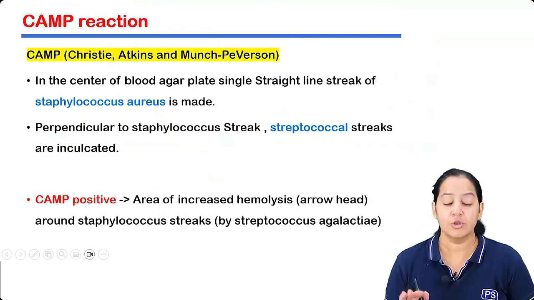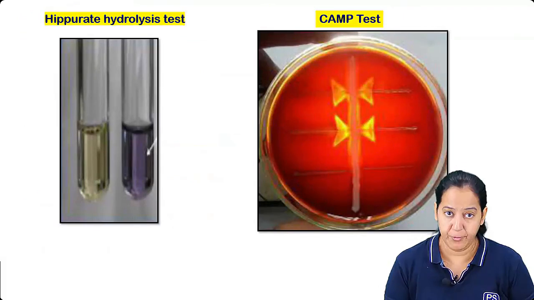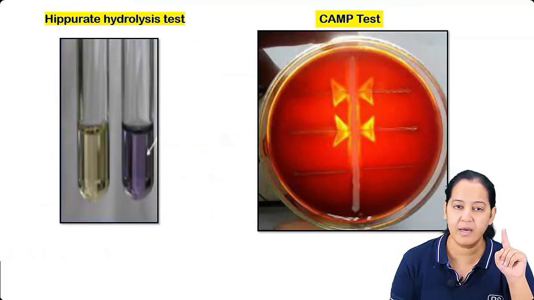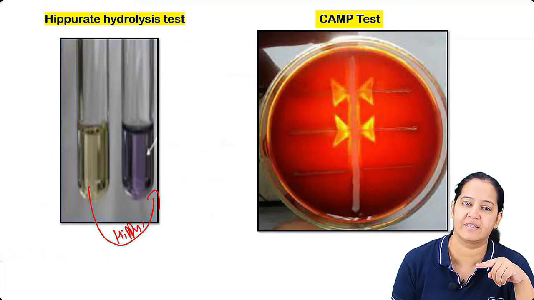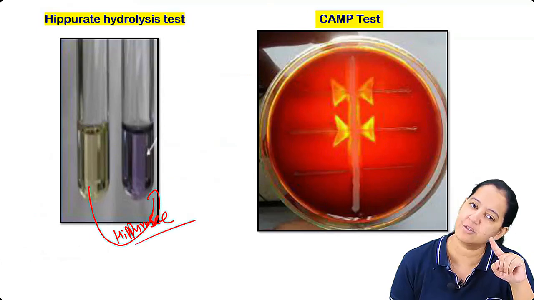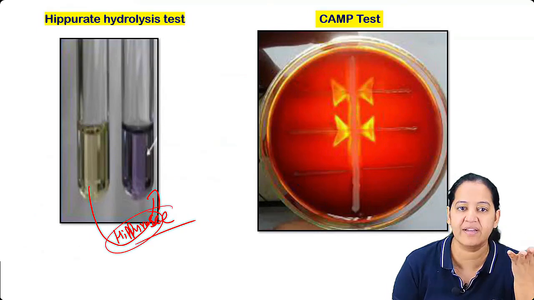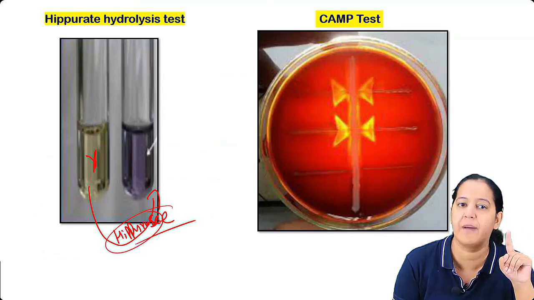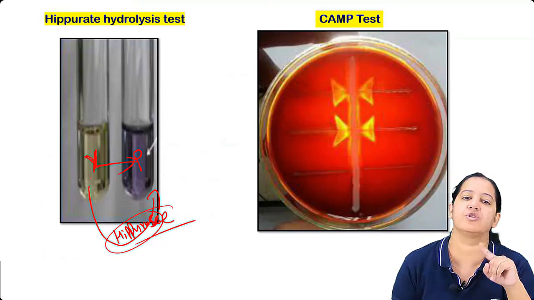Okay? So what is CAMP? One by one we will see. Let's start with hippurate. Hippurate is an enzyme, hippurase. Streptococcus agalactiae has an enzyme known as hippurase inside it, like catalase, like coagulase. Hippurase is present only in this group B. No other bacteria have this enzyme. So hippurase will degrade the hippurate. Hippurate is a yellow chemical; on degradation, it will convert into purple. So a yellow to purple color change happens due to hippurase.